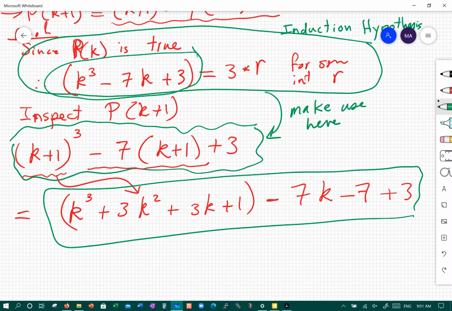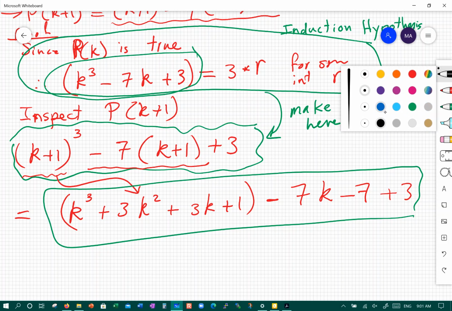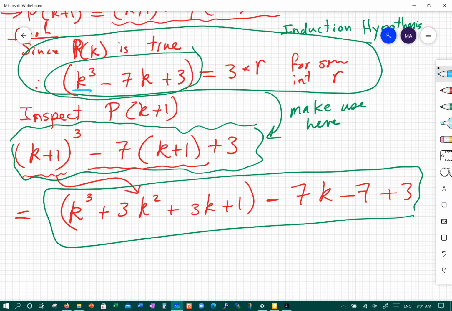Notice that here I have, let me use a different color, a k cubed here. I have k cubed here. I have minus 7k here, and I have plus 3 here.